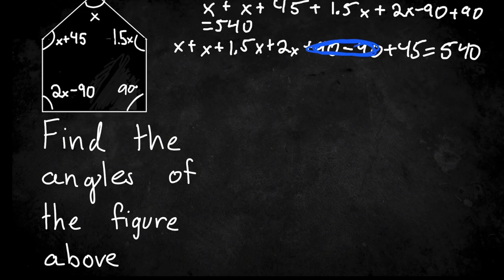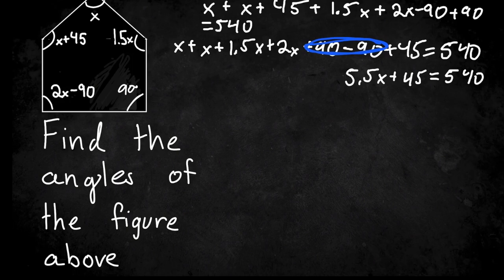Now let's add the like terms. We have 1x plus 1.5x, that's 2.5, plus 2x is 4.5... let me recheck: the angles with x sum to 5.5x. And all we have here is 45, since we simplified 90 minus 90. So we have 5.5x plus 45 equals 540.